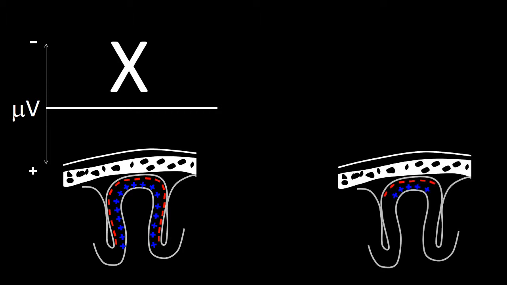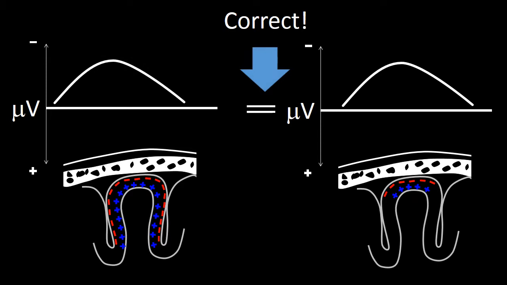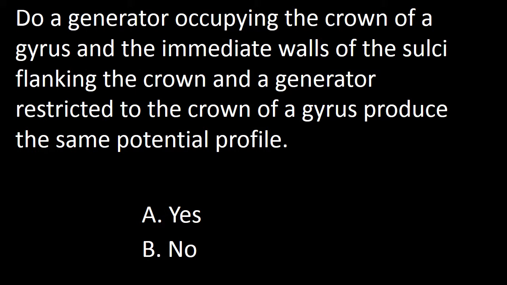This figure I have just added represents a generator occupying the crown of a gyrus only. You know from the answer to the previous question that a generator occupying only the crown will have a bell-shaped potential profile. So the question is, does a generator distributed at the crown of a gyrus and the immediate walls of the sulci flanking it, and a generator in the crown, produce the same potential profile? The answer is yes, they do. So the answer to this question is A.